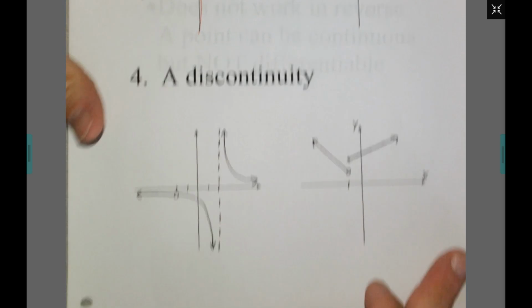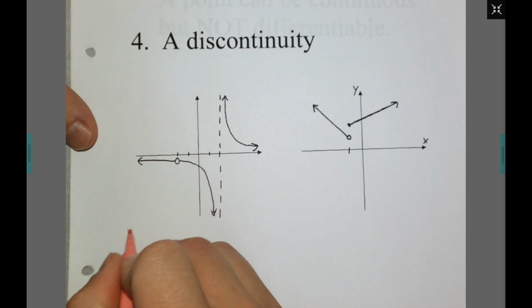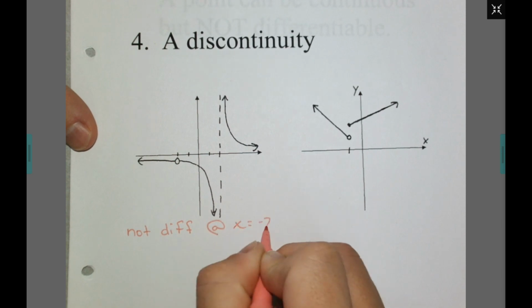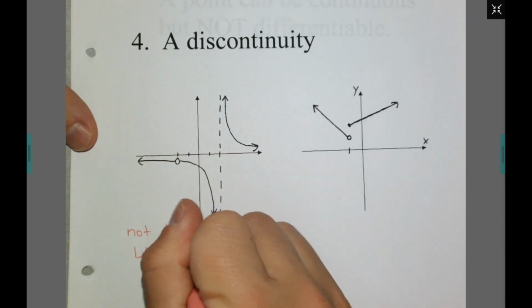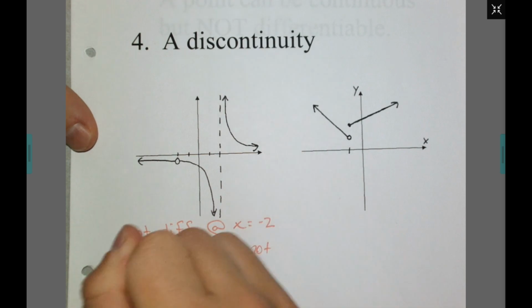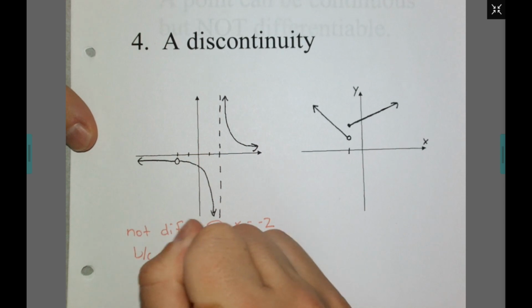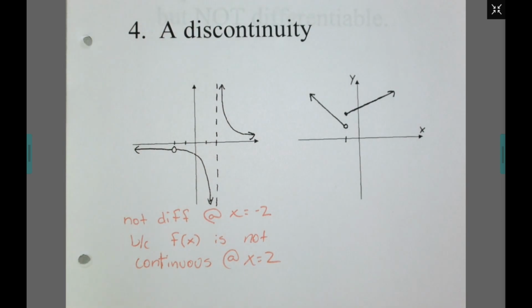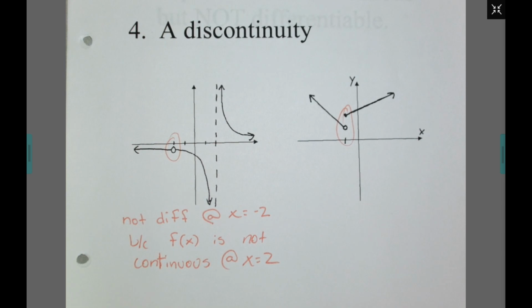So looking at this, your justification for it not being differentiable, we would say something like it is not differentiable at x equals negative 2 because f of x is not continuous at x equals 2. So at any point, if the function is not continuous, we are not going to be able to differentiate it there. So here I got x equals negative 2. And then on this one, it would be x equals negative 1.